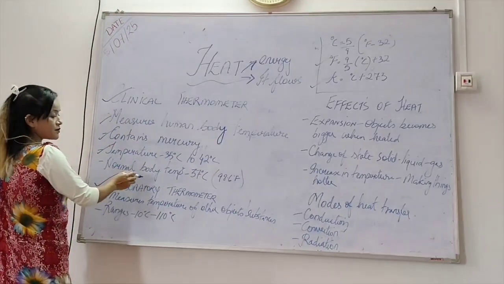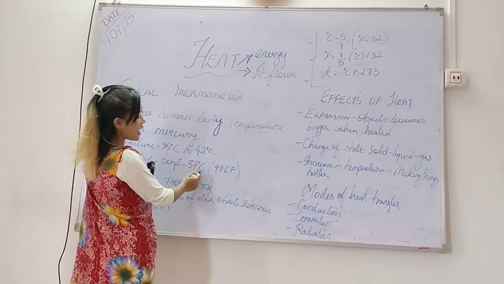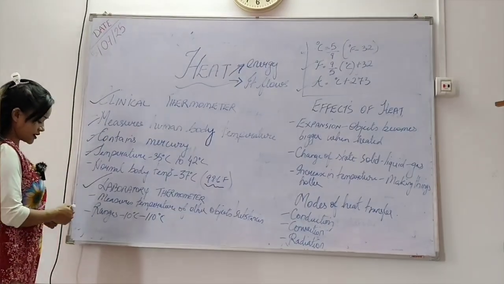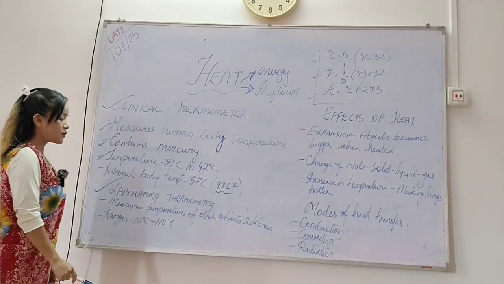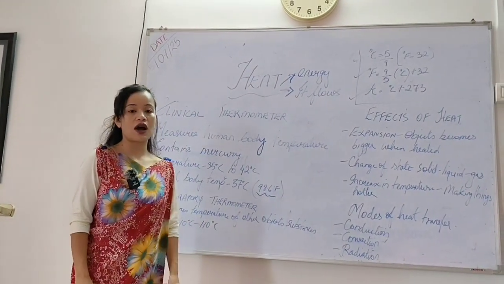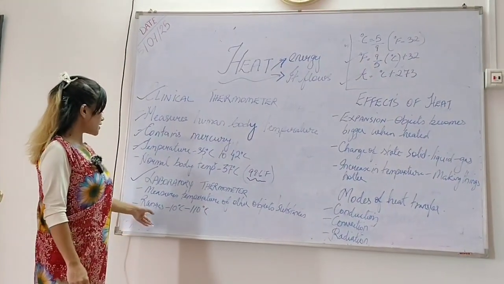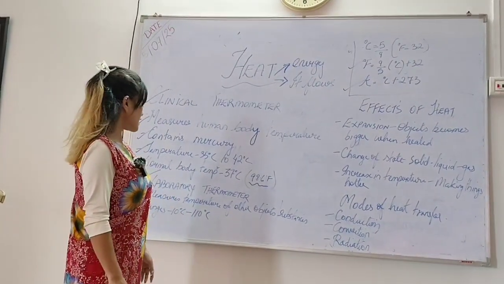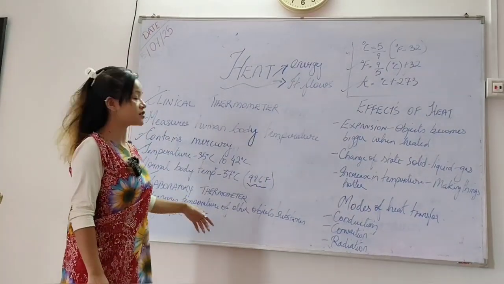The normal body temperature of a human is how much? 37 degrees Celsius, and in Fahrenheit it is 98.6 degrees Fahrenheit. Now let's discuss the laboratory thermometer. It measures the temperature of other objects or substances, apart from the human body. The range is from 10 degrees Celsius to 110 degrees Celsius. So I hope now you know the difference between clinical and laboratory thermometers.